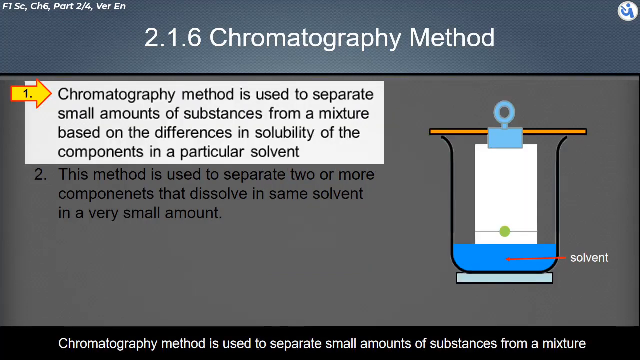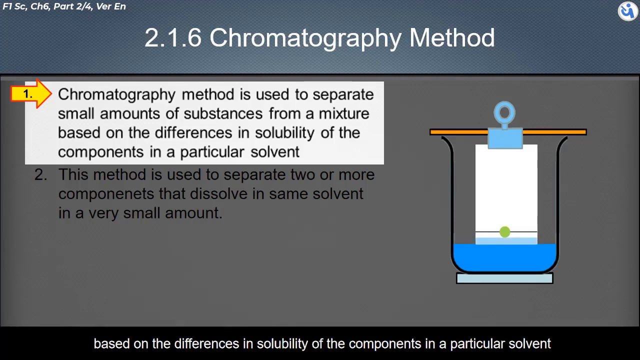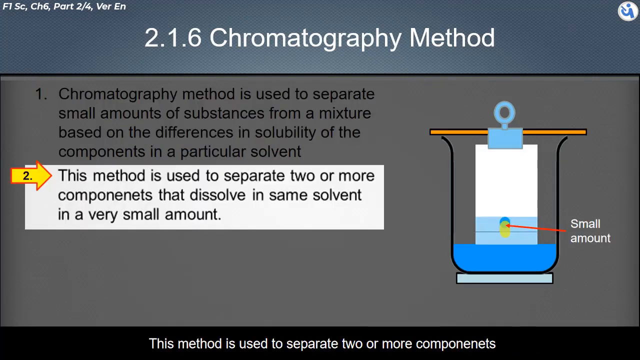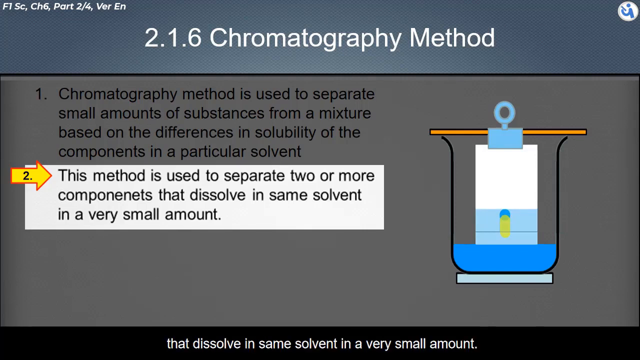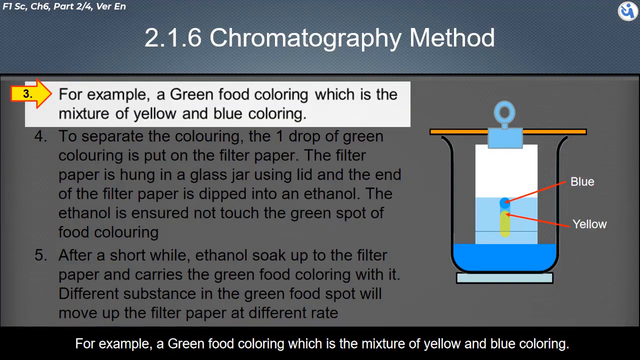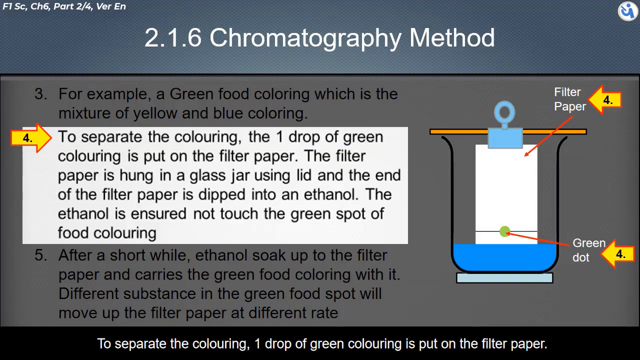The chromatography method is used to separate small amounts of substances from a mixture, based on the differences in solubility of the components in a particular solvent. This method is used to separate two or more components that dissolve in the same solvent in a very small amount. For example, a green food coloring, which is a mixture of yellow and blue coloring. To separate the coloring, one drop of green coloring is put on filter paper.